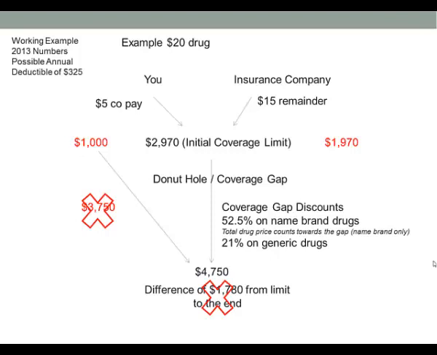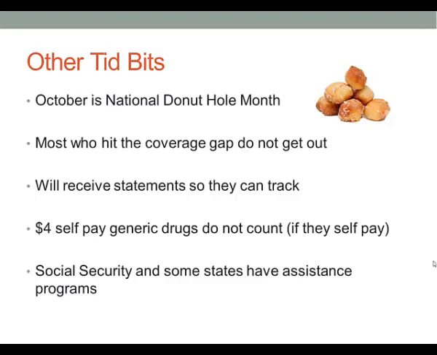But this example that I just showed you is how I explained Part D to clients, and most of the time they had a lot less questions at the end than trying to read it off a grid. Some other things I'd remind my clients of is that October is National Donut Hole Month, not the fun donut holes listed or pictured there, but the coverage gap. Most people that hit the coverage gap would hit in October, and stay in it November, December, and then of course January there'd be a reset. They will receive statements so they could track their progress throughout the year to see how far they are from the coverage gap and when they get in it, when they'll get out.